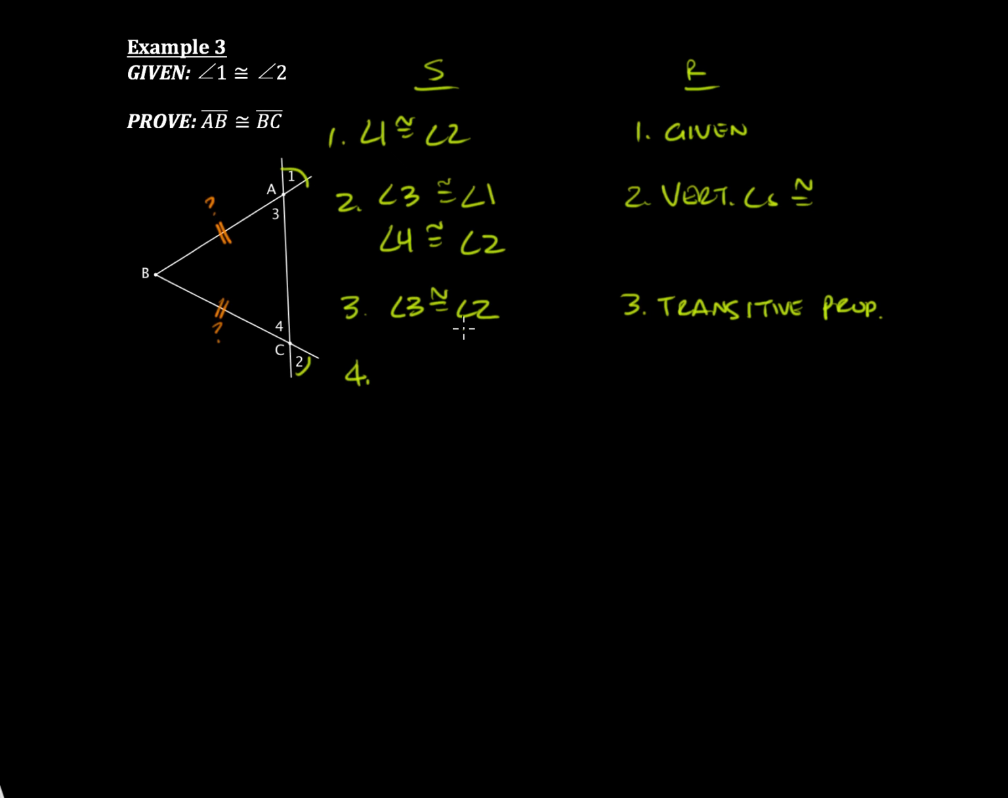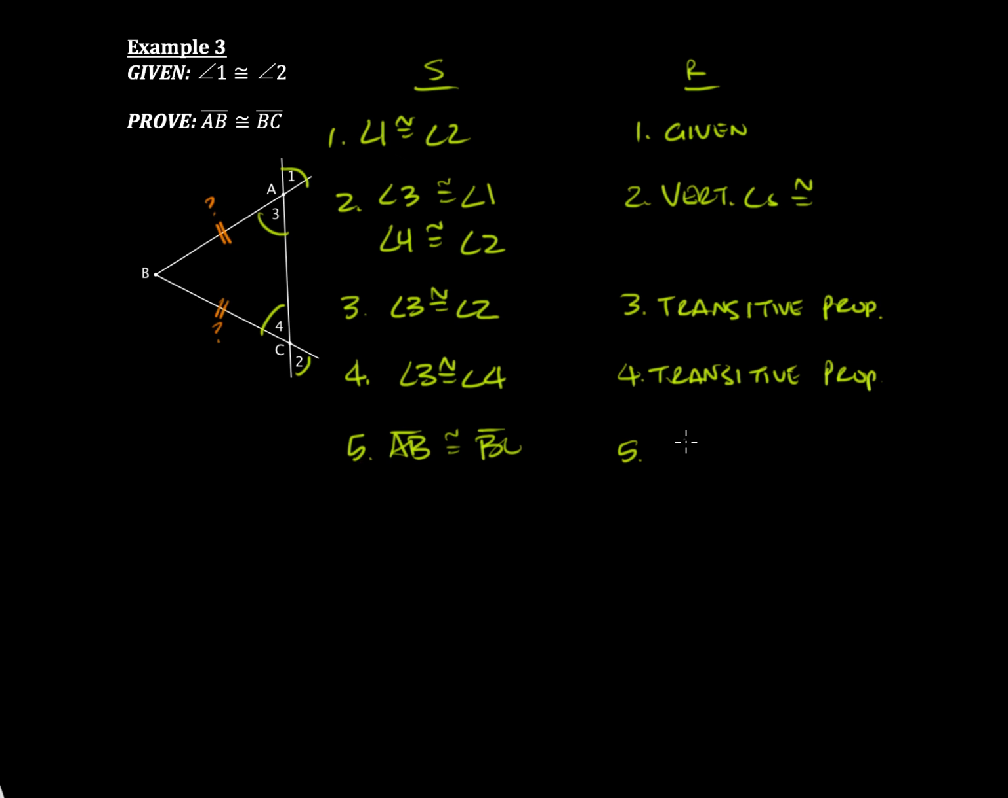But then if 3 is congruent to 2 and 4 is congruent to 2, then that means angle 3 is congruent to angle 4, also by the transitive property. 3 is congruent to 2, but 2 is congruent to 4, makes 3 congruent to 4. And now if angles 3 and 4 are congruent, then I can say that segment AB must be congruent to segment BC. And my reason, I could put the theorem number down here. This would be theorem 4-2.